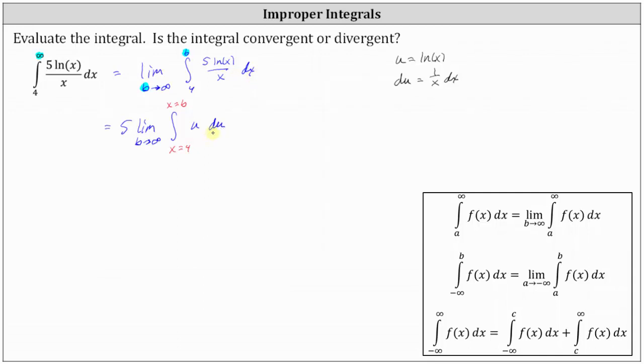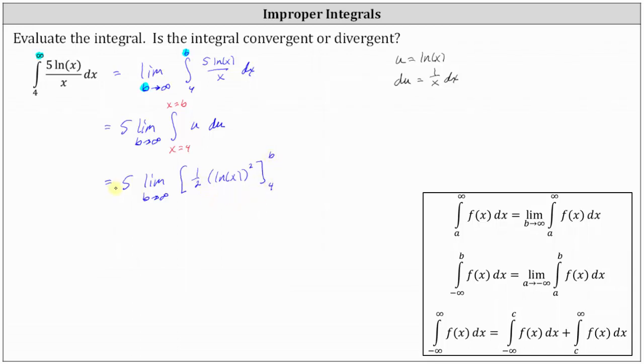Notice the antiderivative with respect to u is u squared divided by 2, or 1/2 u squared, which with respect to x would be 1/2 times the square of natural log x. This gives us 5 times the limit as b approaches infinity of the antiderivative with respect to x, again, is 1/2 times the square of natural log x. And because we have the antiderivative with respect to x, we do use the limits of integration from 4 to b.